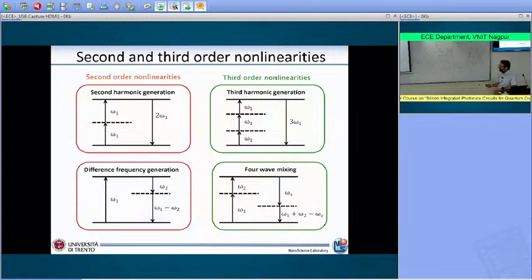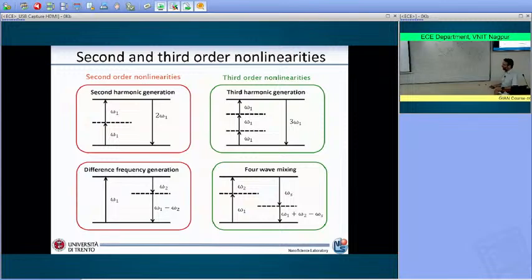The kind of nonlinearities that emerge if you use a second order effect are called second harmonic generation, by which two photons annihilate by generating a photon that has a frequency that is 2 times the one of the two annihilated photons.